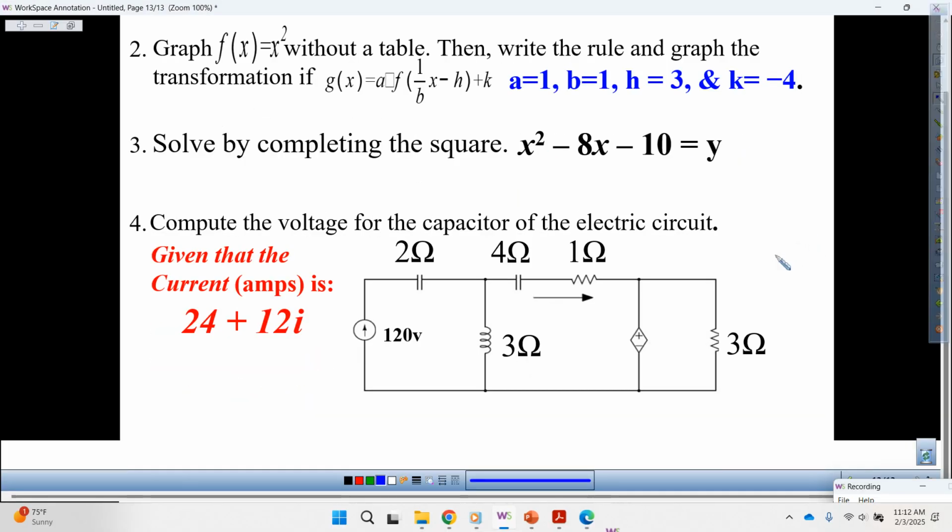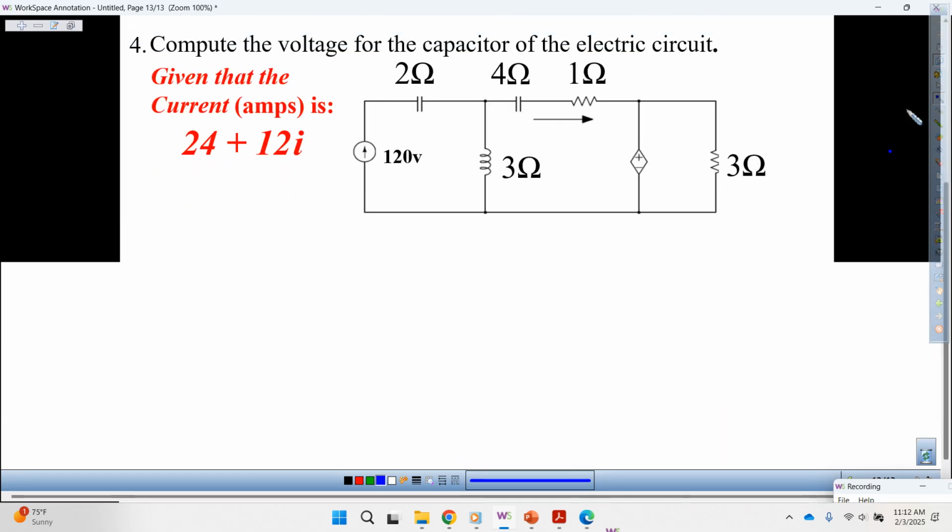Example 4 says compute the voltage. And I think Gio's got this one. However, being that it's Monday, I'm going to go over it, yeah? So my formula is V equals I times Z. Is that correct? Yes? All right. However, I need the impedance, the Z, because they just want us to find the voltage for the capacitor. So, neighbor, how much would be the impedance for the capacitor? What would be the impedance?